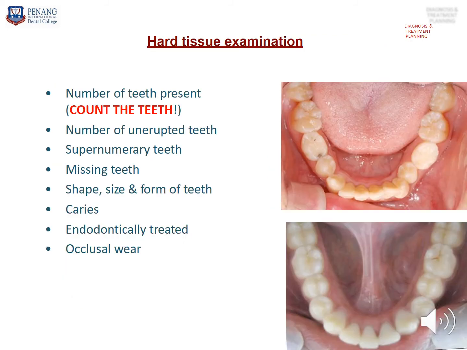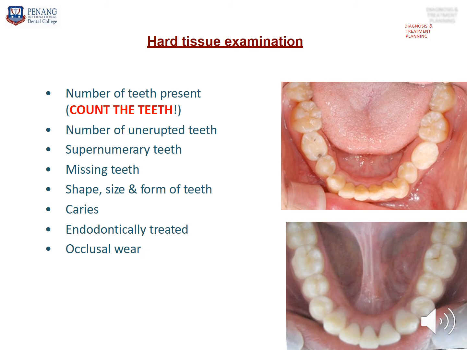So for the hard tissue examination, the first and most important thing is you need to count the teeth. For example, look at these two photos. You need to count the teeth from number one, the lower central incisor as number one, the lateral incisor as number two, canine as number three, first premolar as number four, and second premolar as number five. And then look at this photo.